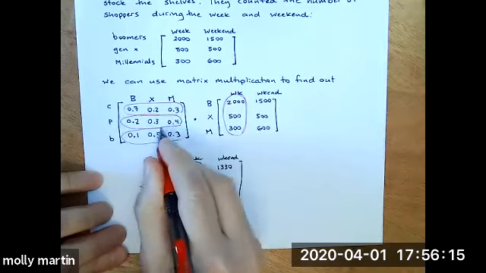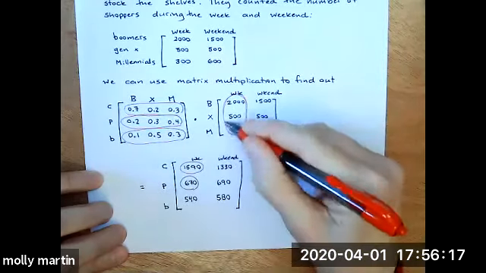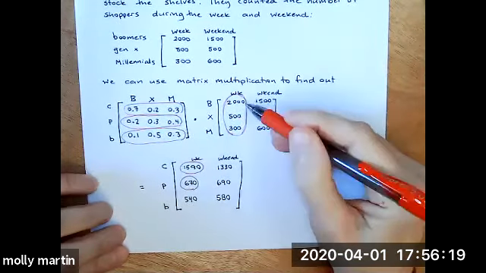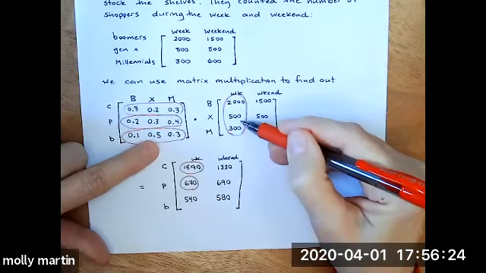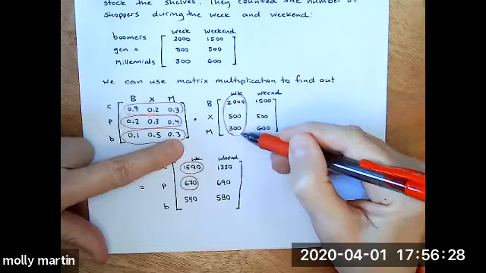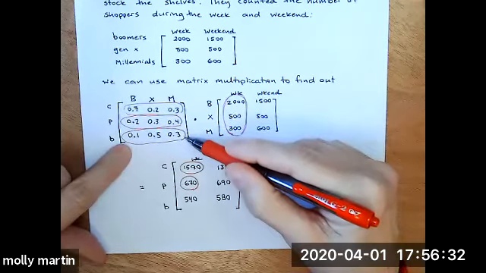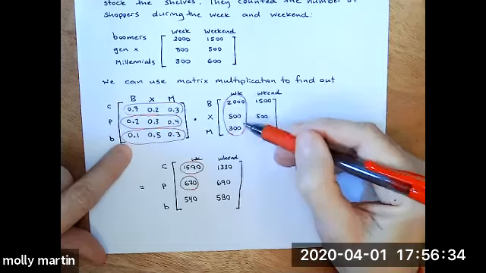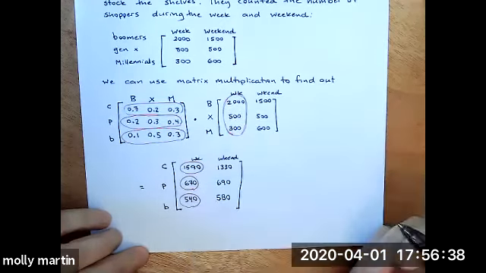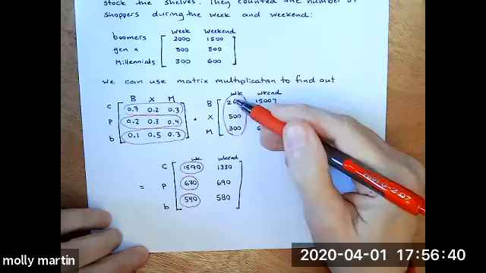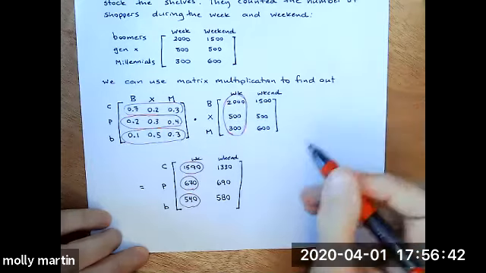The third row times the first column is 0.1 times 2,000 plus 0.5 times 500 plus 0.3 times 300. So the third row times the first column goes in the third row, first column. Now we're done with the first column.